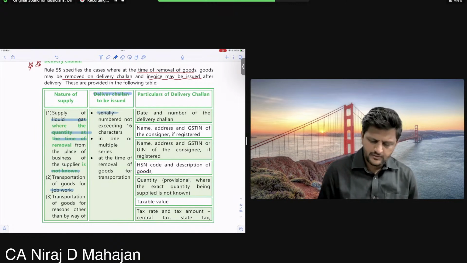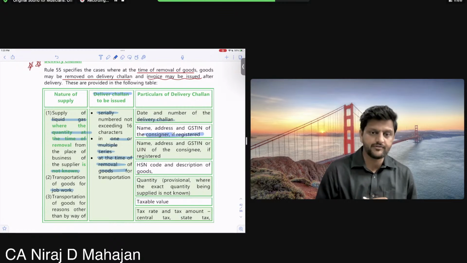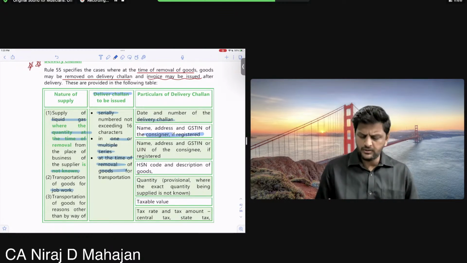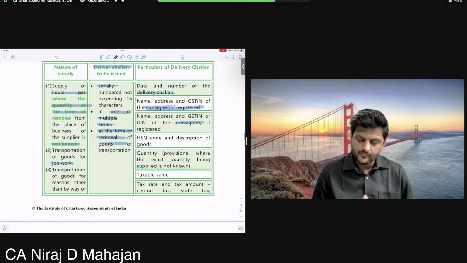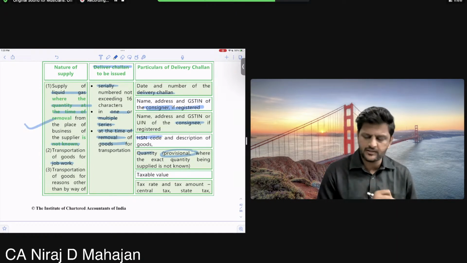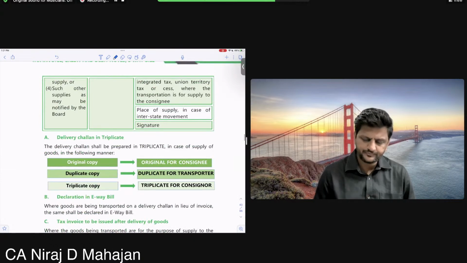Delivery challan needs to be issued, serially numbered in one or more series, at the time of removal of goods. Details on the delivery challan: date and number of the delivery challan, address of the consignor if registered, then address and details of the consignee if registered, HSN code of the goods, quantity provisional, we can't be very sure in such cases, as the exact quantity being supplied is not known. Taxable value, tax rate, etc. Place of supply, in case it is interstate, going to some other state.